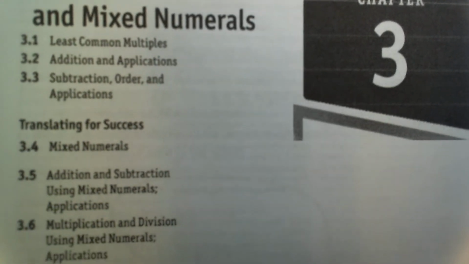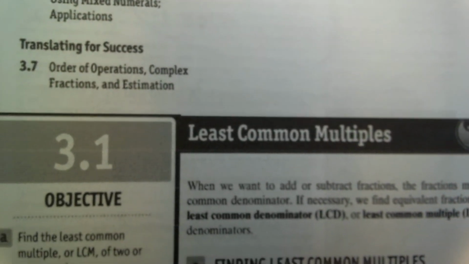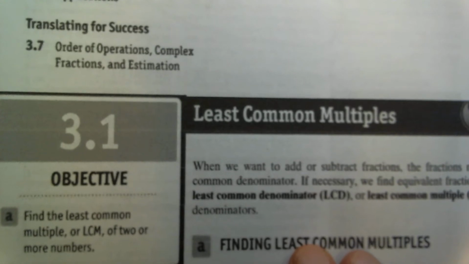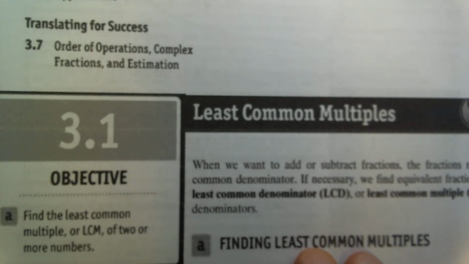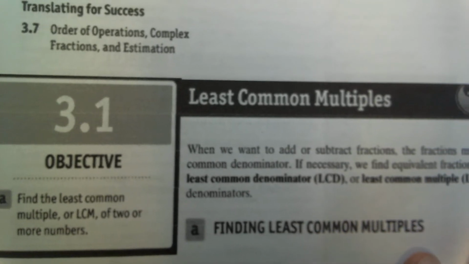So section 3.1 begins with least common multiples. And so here the idea is to find least common multiples, or LCMs, of two or more numbers. And that will be the main objective of section 3.1.